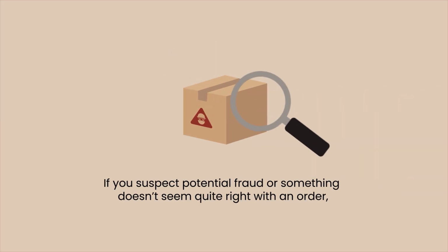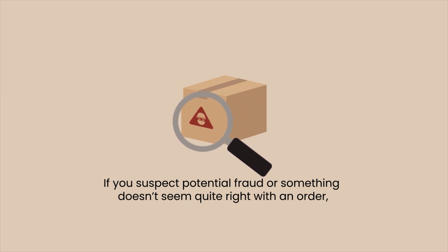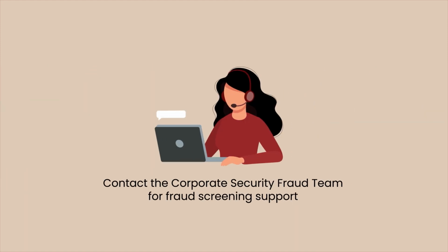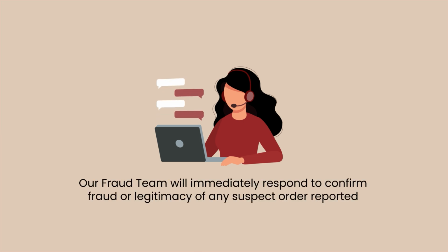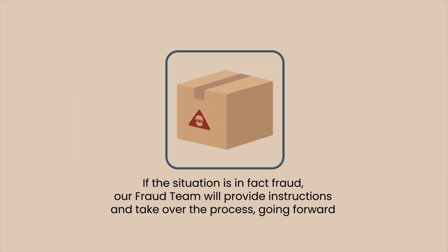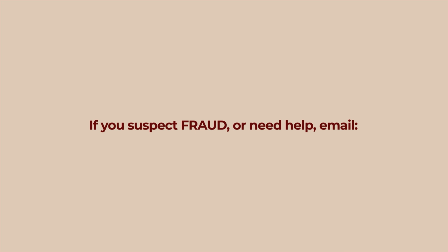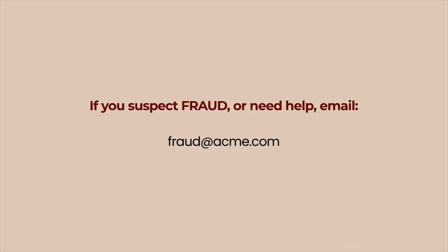A quick and effective reaction by ACME is required to prevent the negative impact of fraud. If you suspect potential fraud or something doesn't seem quite right with an order, it is crucial that we immediately stop the order placement process. Next steps are to contact the corporate security fraud team for fraud screening support. Our fraud team will immediately respond to confirm fraud or legitimacy of any suspect order reported. If the situation is in fact fraud, our fraud team will provide instructions and take over the process going forward. If you suspect fraud or need help, email fraud@acme.com.